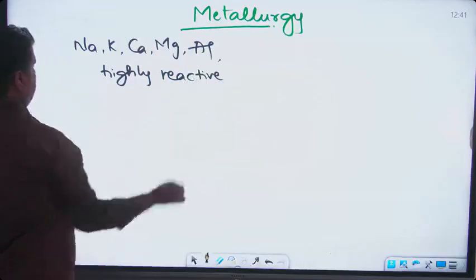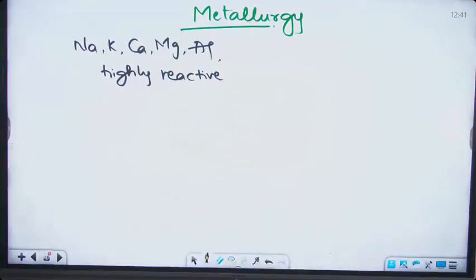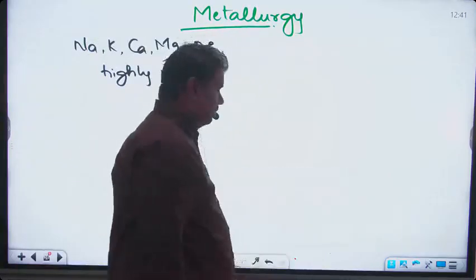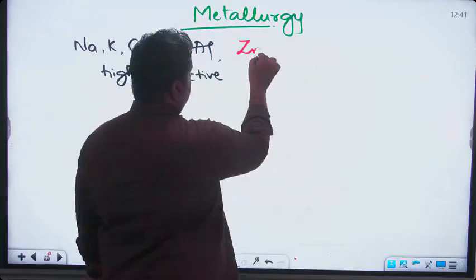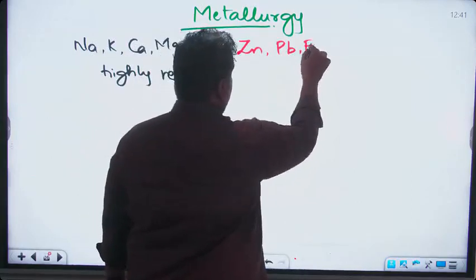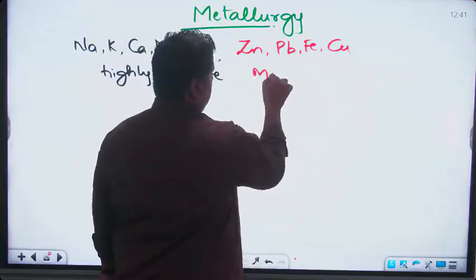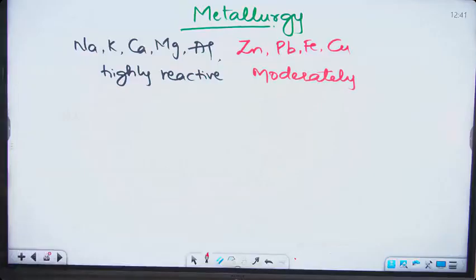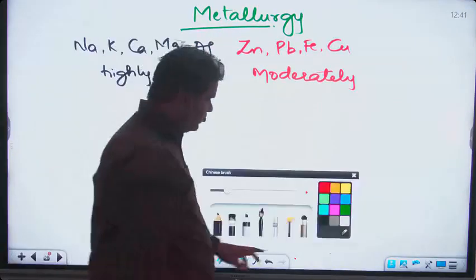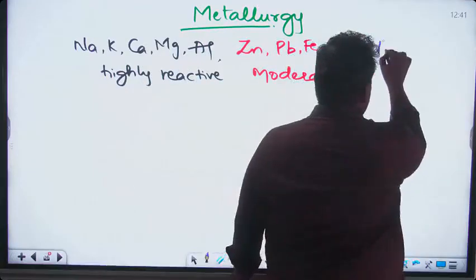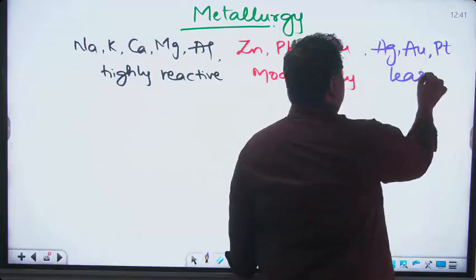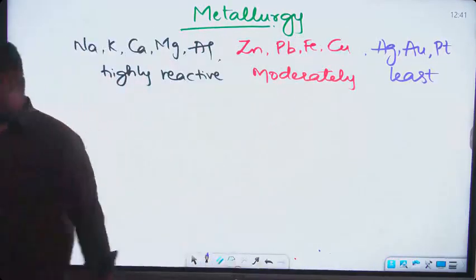These are highly reactive in nature. Sodium, potassium, calcium, magnesium, and aluminium, they are highly reactive in nature. At the same time, zinc, lead, iron, copper, these are moderately reactive in nature. And at the same time, silver, gold, and platinum, these are least reactive in nature.